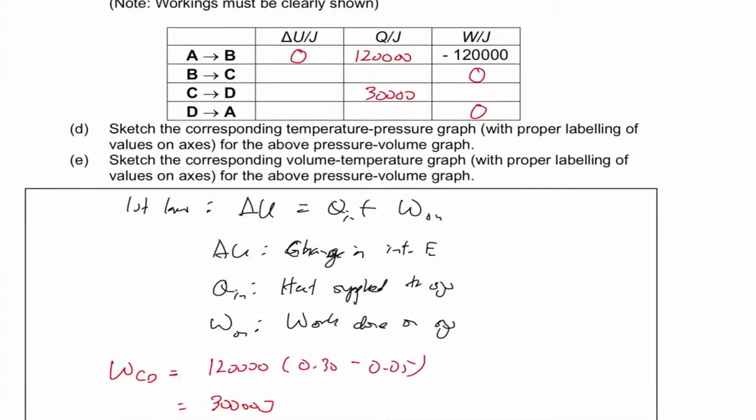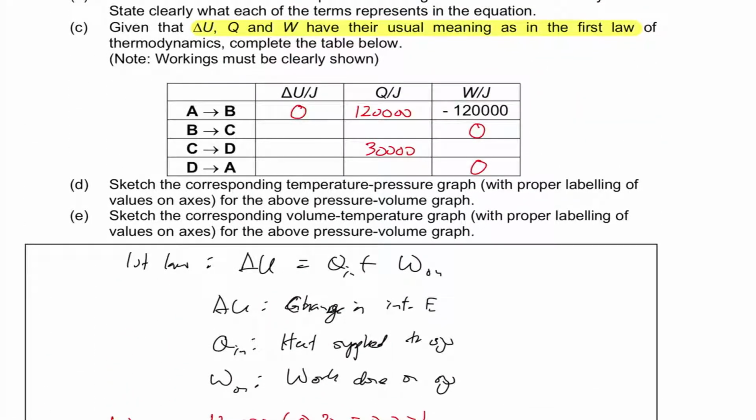So let's scroll back up and write this here. This is negative 58400. Once you have this, you can find Q as well. Q is just the same because 0 plus Q gives me this value here. So Q here is negative 58400.